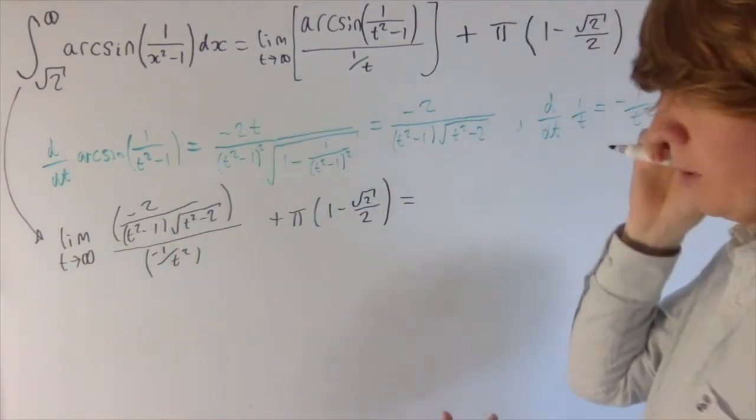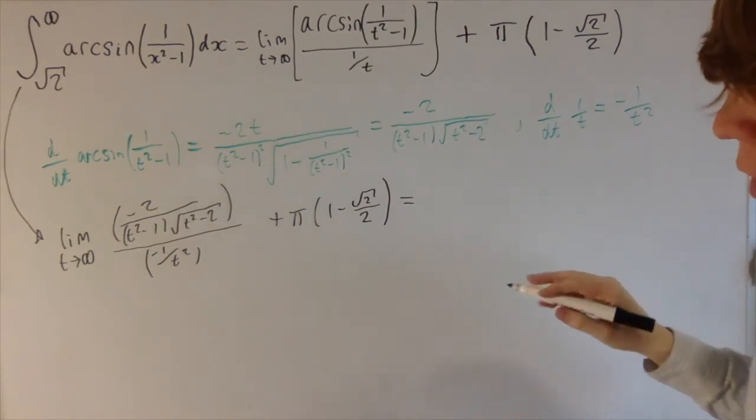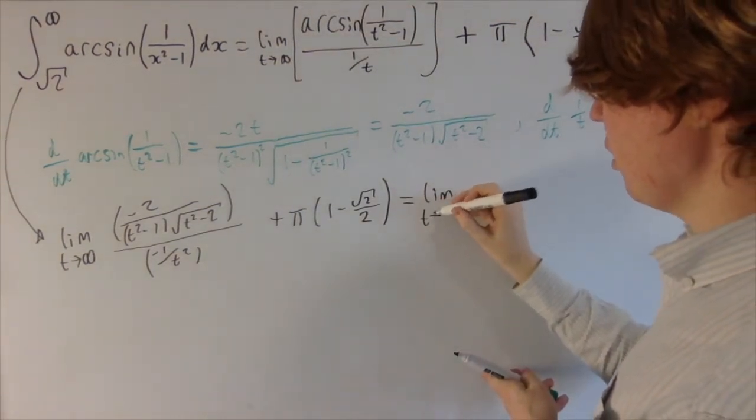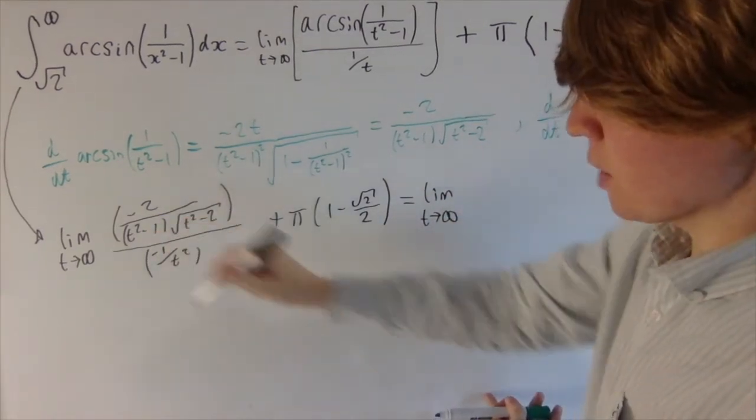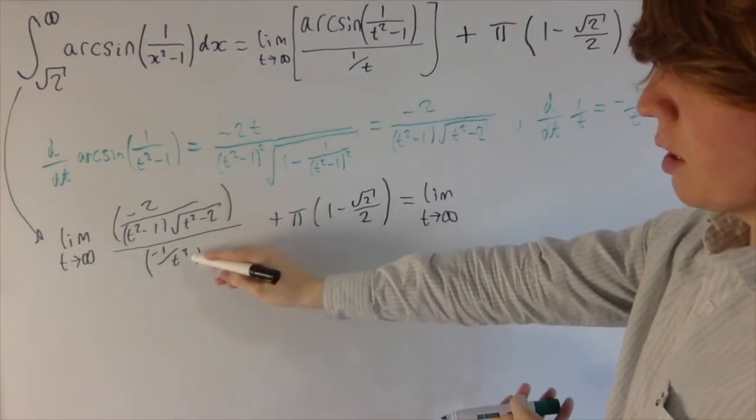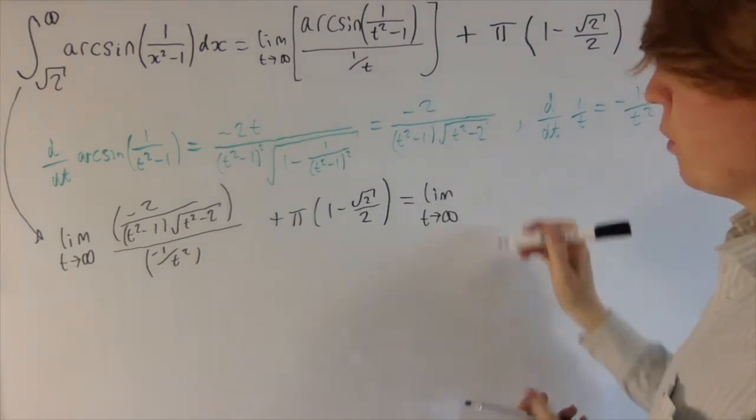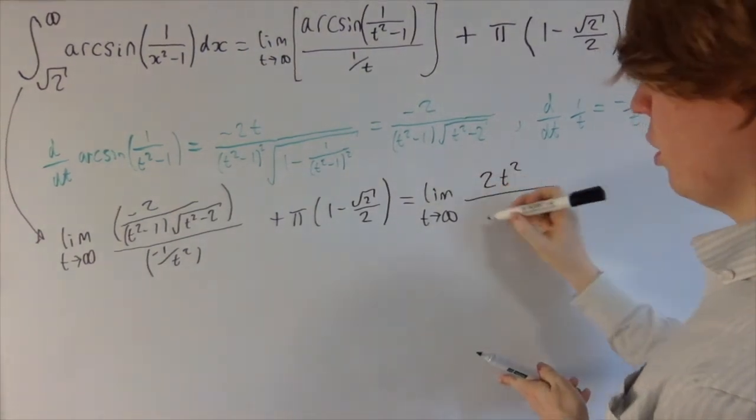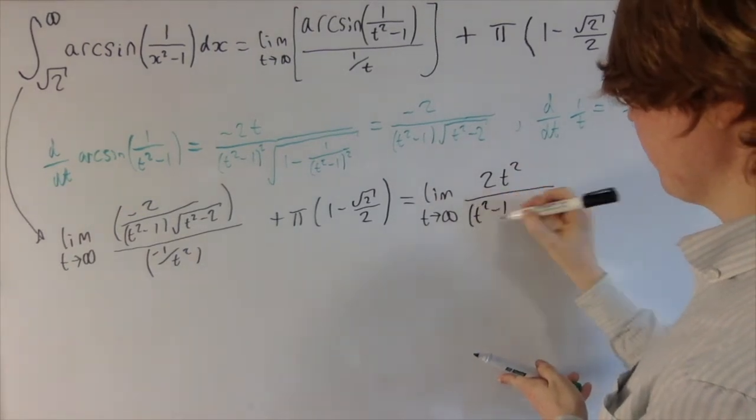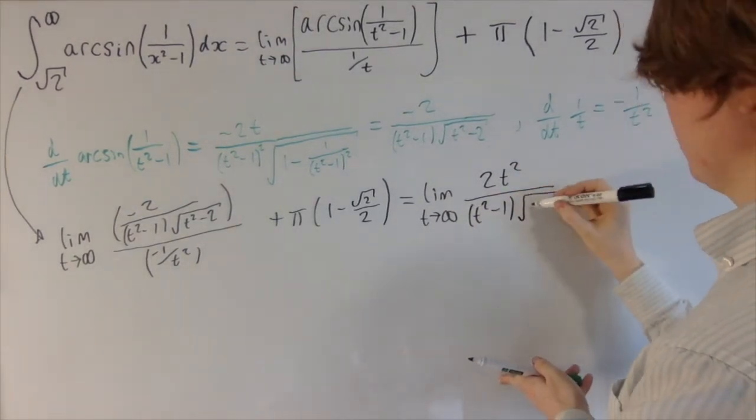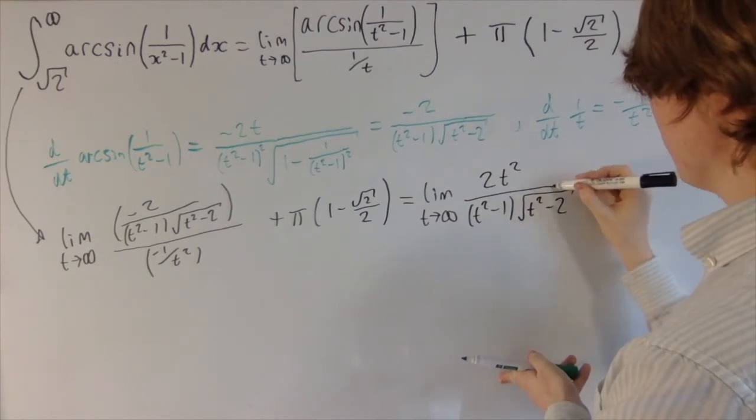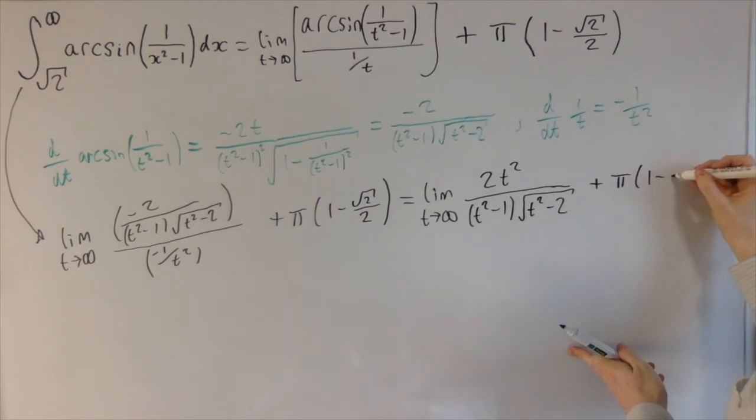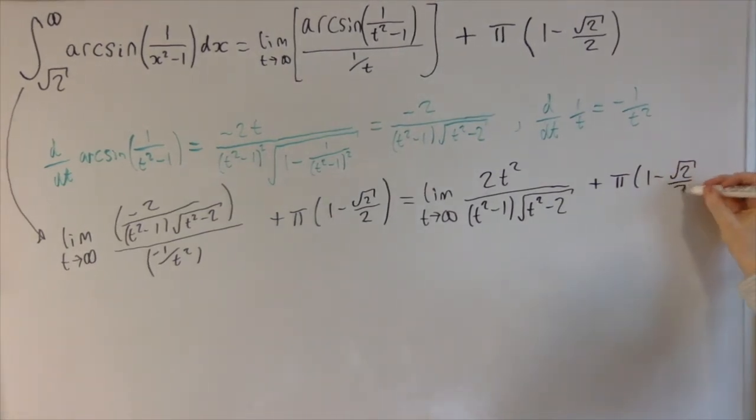So let's tidy this up a little bit here. The limit as t goes to infinity of this fraction can be rewritten as, first of all, your negatives cancel, and then we can put a t squared on top of the fraction, so you'll get 2 t squared over t squared minus 1 times the square root of t squared minus 2. And then we still have to add pi times 1 minus root 2 over 2.